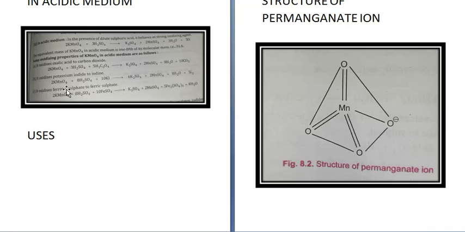The next is, it oxidizes potassium iodide to iodine. 2KMnO4 plus 8H2SO4. All these reactions will take place in H2SO4. That is why it will become acidic medium. Plus 10KI. It will give you 6K2SO4 plus 2MnSO4 plus 8H2O plus 5I2.